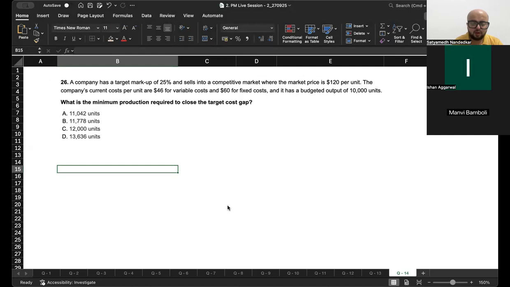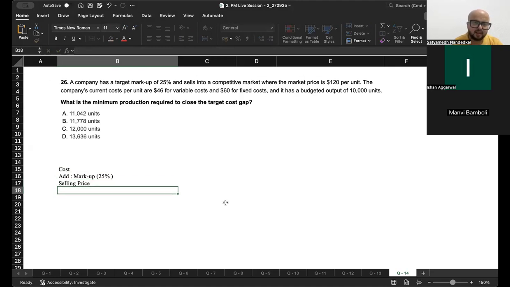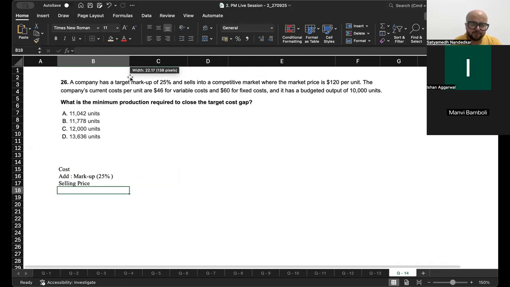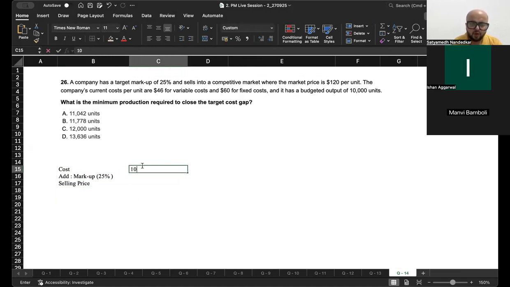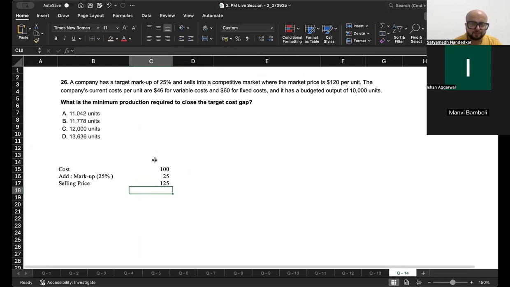Okay. First of all, cost add markup 25% will give selling price. How much is the cost? Cost is 100. On that, there will be a 25% markup. Selling price will be 125. Assumed and actual.